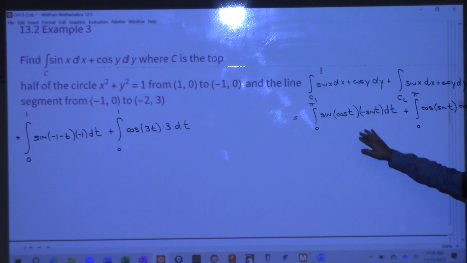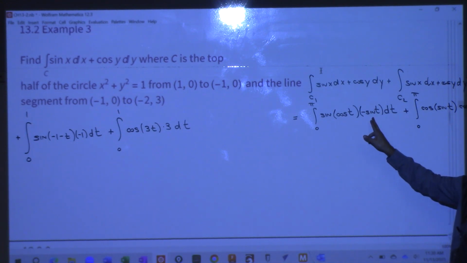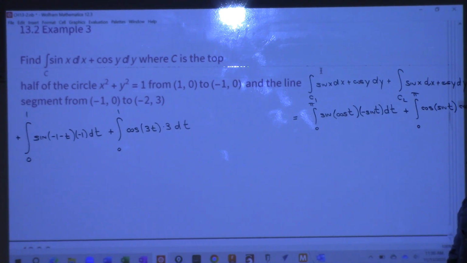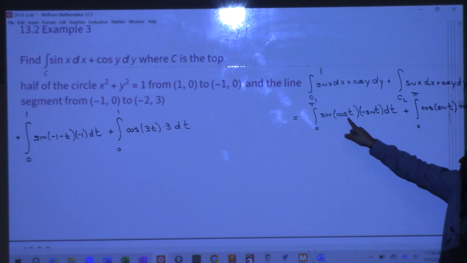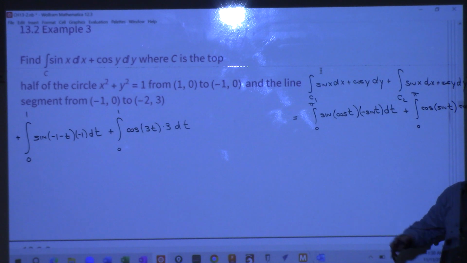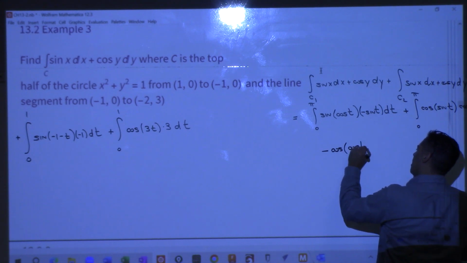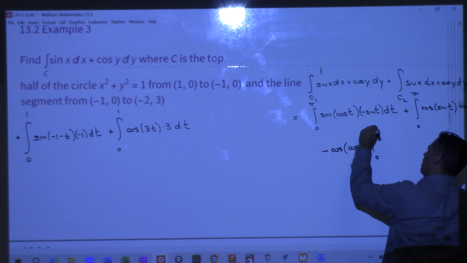How would you do this integral? This is sine of, right? This is being multiplied. How about a basic u sub? U is cosine. There's its derivative, right? This just becomes sine u. What's the antiderivative of sine u? Negative cosine u, right? So this should be negative cosine of u, but u was cosine of t, and that should be evaluated from 0 to pi.